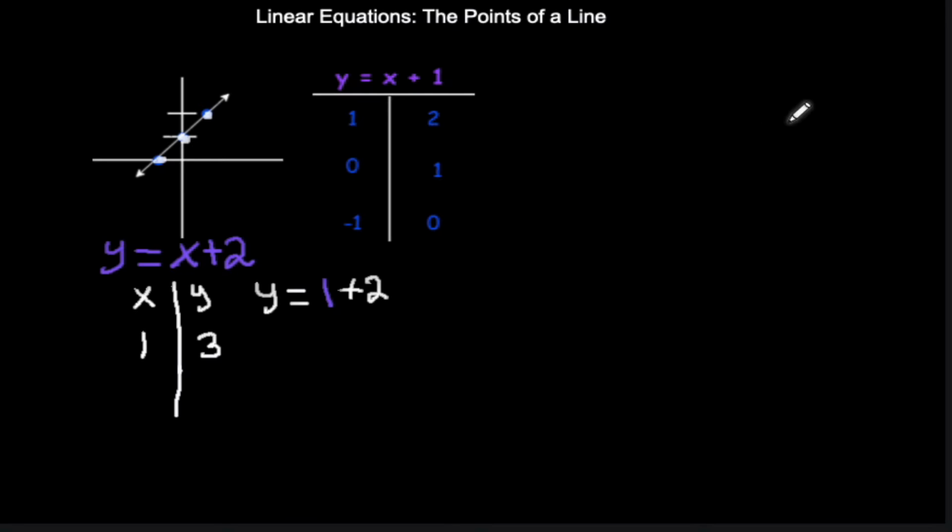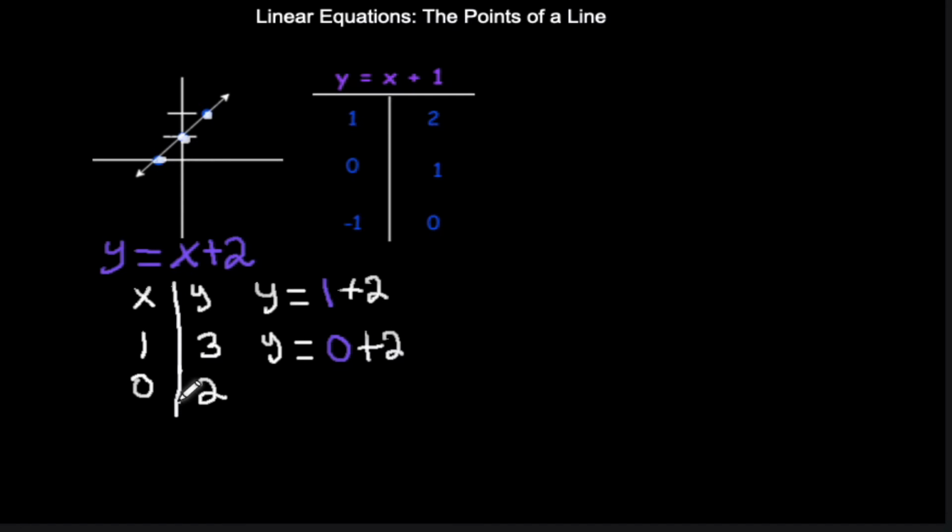All right, and then let's choose another small value such as 0. We're going to do the same thing. We're going to replace this x with 0. So when you do that, you get y equals 0 plus 2. And of course, 0 plus 2 is equal to 2. So we have the point (0, 2).